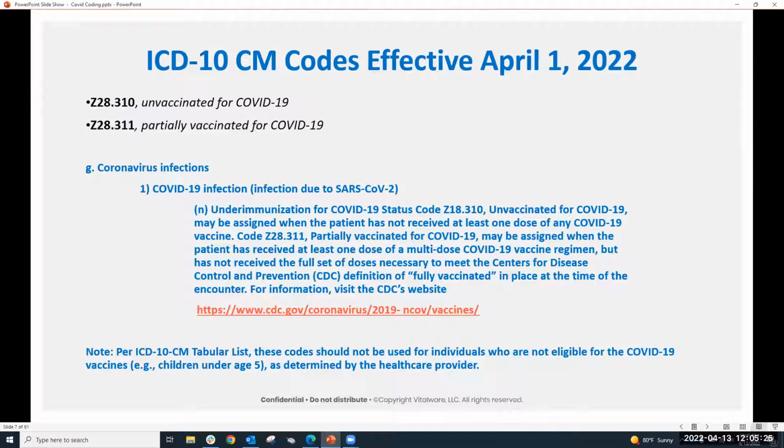Also a note on this, that if the patient is not eligible for the vaccine, these codes should not be used. So for example, if the patient is underage and would not be eligible for a vaccine to begin with, then you should not assign these codes.